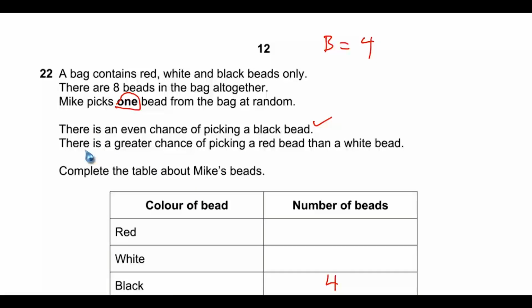Then another statement is there is a greater chance of picking a red bead than a white bead. So out of 8, 4 has gone to black. So that means red and white have only 4 to share between them. And from this statement, there is a greater chance of picking a red bead than a white bead. That means you cannot have 2. So red must be more than white. So that means red will be 3 and white will be 1. So that is the solution.